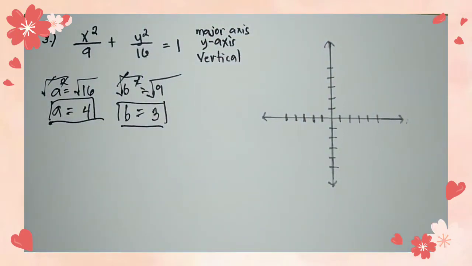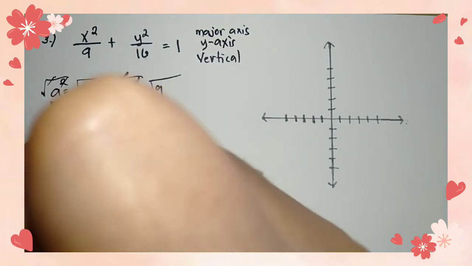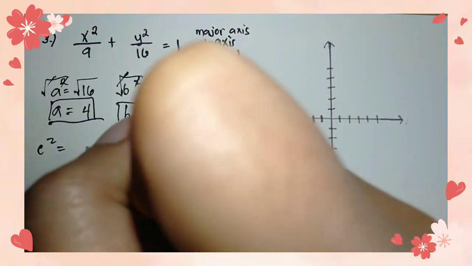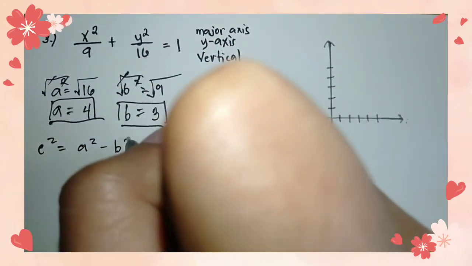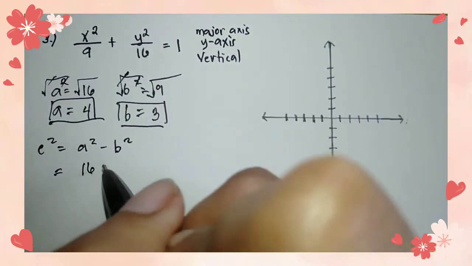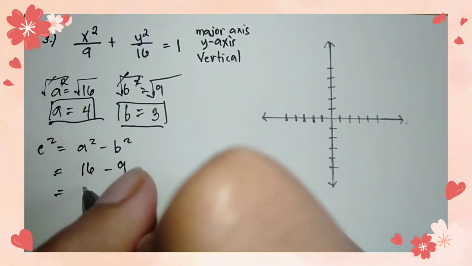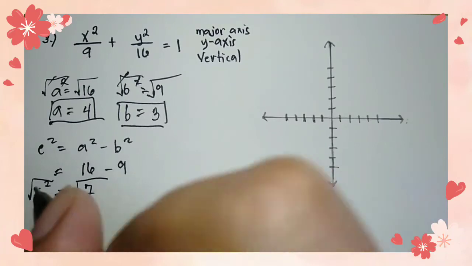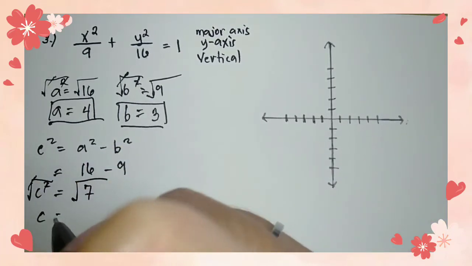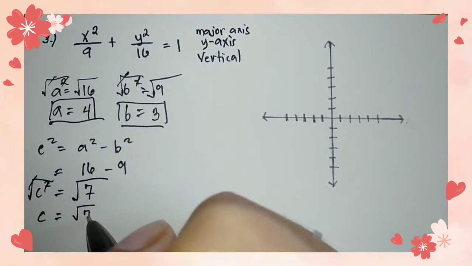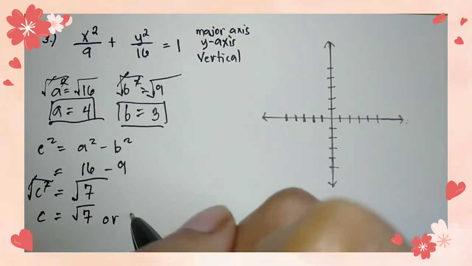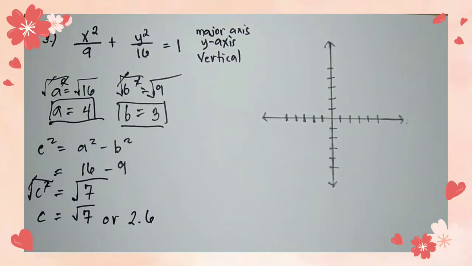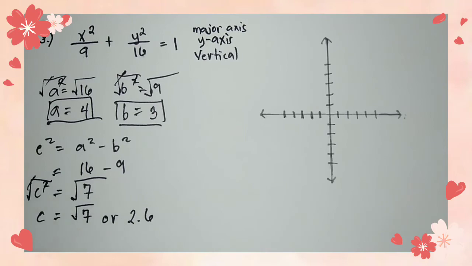Tama? And then, of course, do not forget to find c for our foci. We have c squared is equal to a squared minus b squared. Ang ating a squared is 16 minus 9 is 7. And then, we have to extract square root to cancel square. So, c is equal to square root of 7 or 2.6. Alright? So, we are now ready to graph our ellipse.